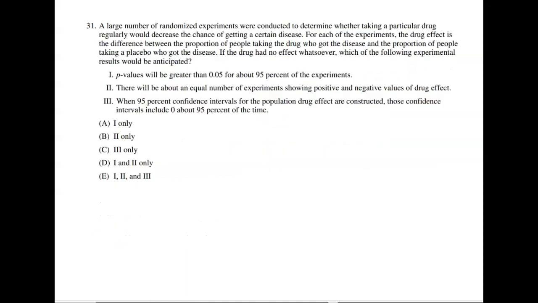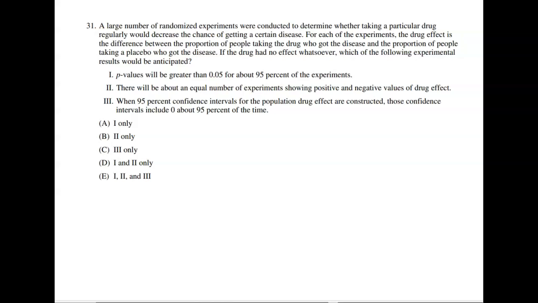For 31, a large number of randomized experiments were conducted to determine whether taking a particular drug regularly would decrease the chance of getting a certain disease. For each of the experiments, the drug effect is the difference between the proportion of people taking the drug who got the disease and the proportion of people taking a placebo who got the disease. If the drug had no effect whatsoever, which of the following experimental results would be anticipated? If the drug had no effect at all, there's no difference between the placebo and the drug. The first one says a p-value will be greater than 0.05 for about 95% of the experiments.